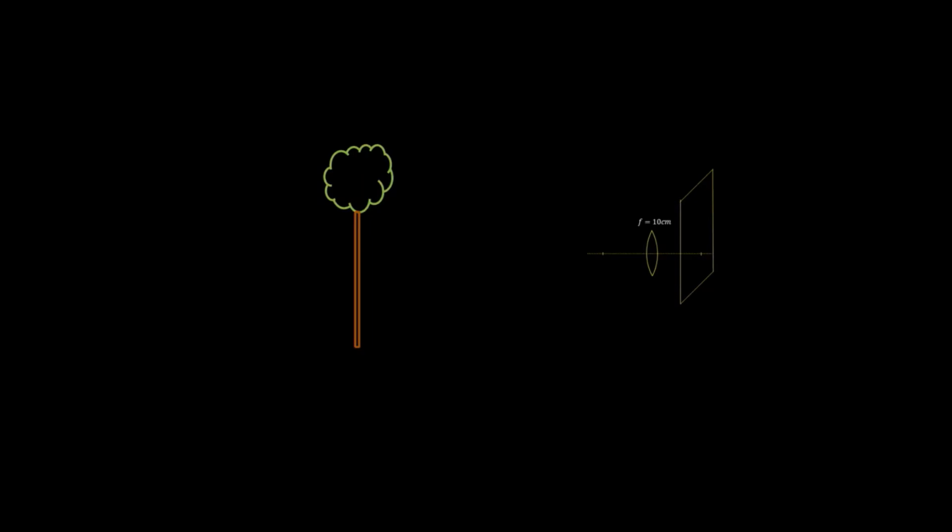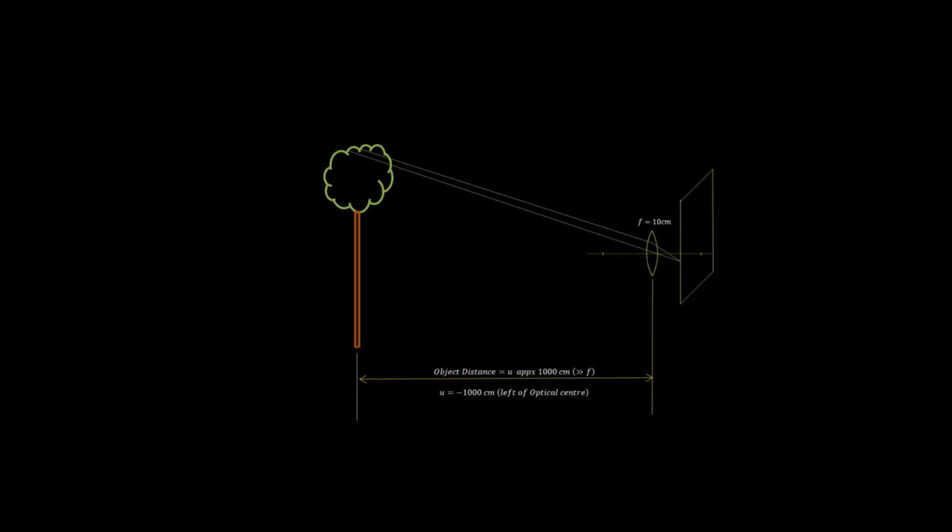So let's look at how the image of a distant object is formed. So here is a representative tree and a lens and the screen where the image was formed, and the focal length of this lens is 10 centimeters. So the tree is at about minus 1000 centimeters, so the left, as we discussed, and this is far greater than f. That's about 100 times greater than focal length. The rays from the far away leaf, since it's so far away, literally come parallel to the lens and they form an image on the screen.